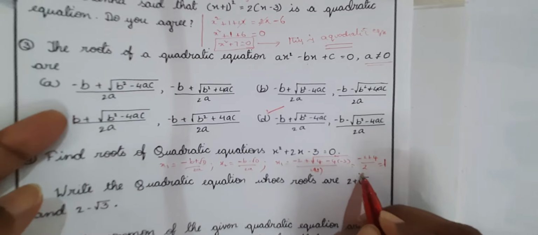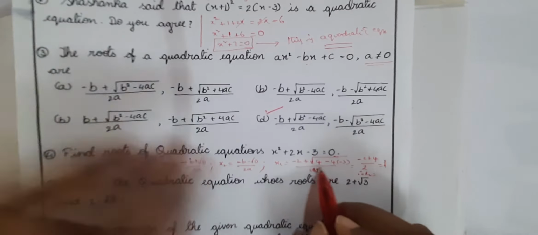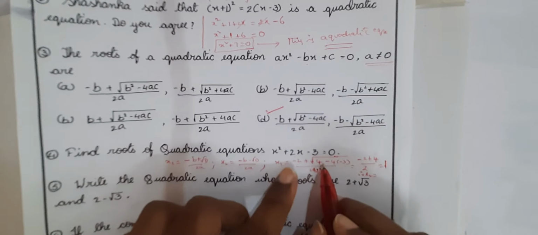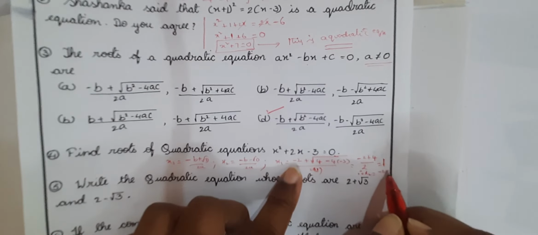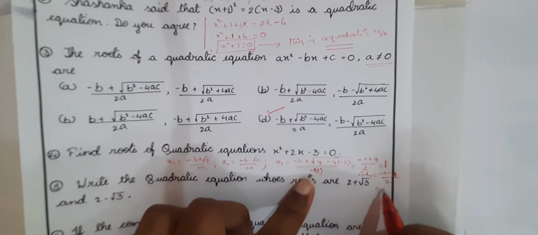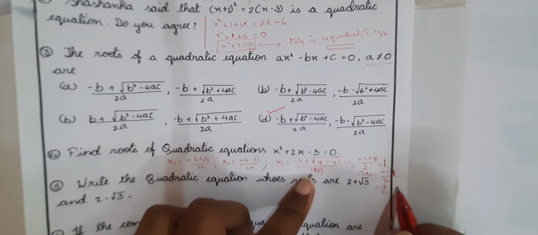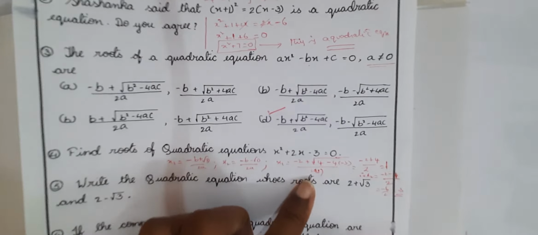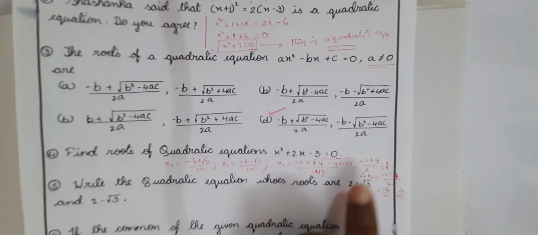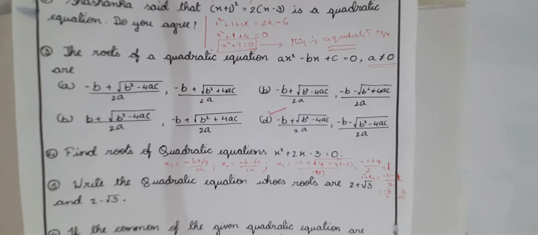And now x2: I got the discriminant value to be 4 + 12, which is 16, whose square root is 4. So −2 − 4 is −6, divided by 2, which is equal to −3. So the other root is −3. One root is 1, the other root is −3. So pause the video and note it down.